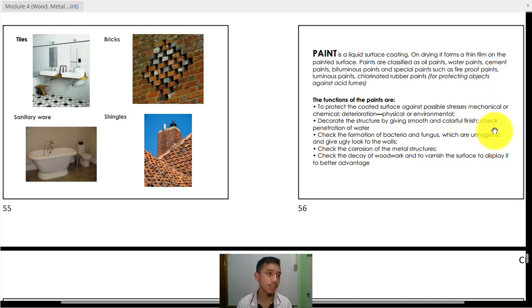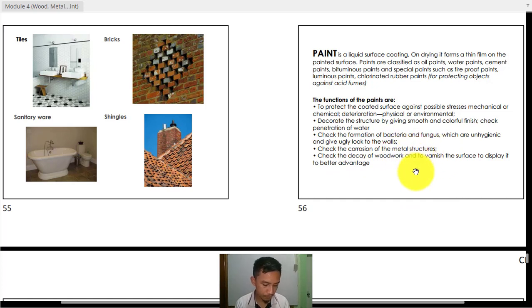There are certain types of paint that contain a material that is an agent of waterproofing. So check the formation of bacteria and fungus which are unhygienic and give ugly looks to the wall. So this is also to protect the looks of our surfaces, the same purpose as your second here on aesthetics. And then check the corrosion of metal structures.